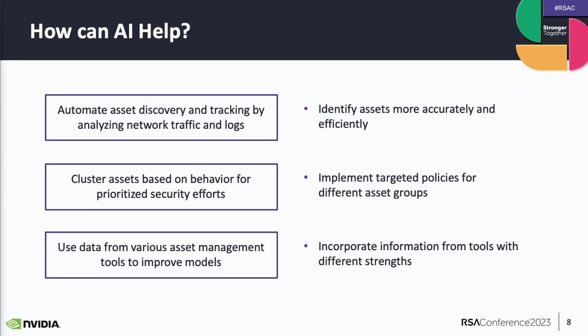And this is where we feel AI can help. AI can automate the asset discovery process by analyzing these network logs and data for us. It can go a step further and divide these assets into meaningful groups based on asset behavior, and then we can customize our policies for each of those groups. Finally, it gives us a way to leverage all these data sources and their various strengths to come up with an effective asset management policy.